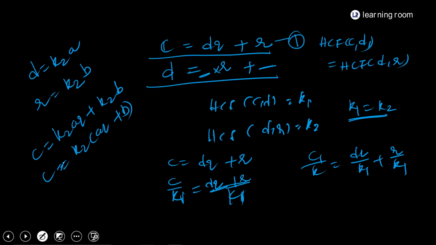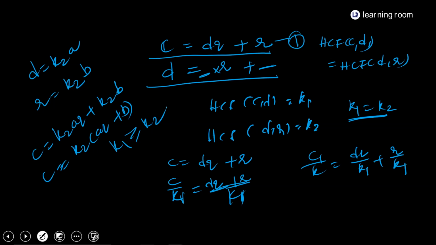So what is the HCF here? K1. So K1 must always be greater than or equal to K2. Because K1 is the HCF. K2 is just a factor. It can be the HCF, it might be some factor. So K1 always must be greater than or equal to K2. Did you understand this point? So K2 is a factor, but K1 is also a factor, but it is the HCF, meaning highest common factor. So that's why K1 always must be greater than or equal to K2.